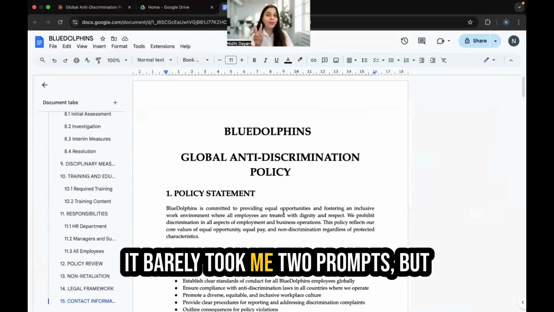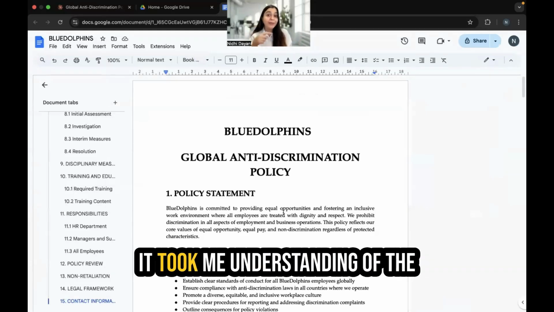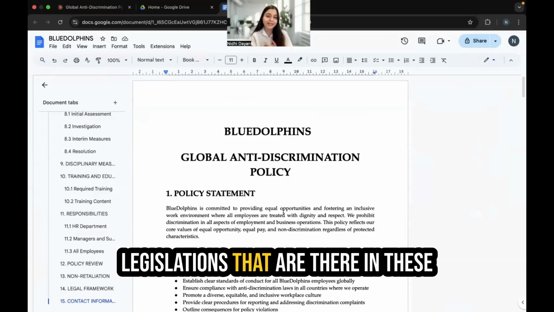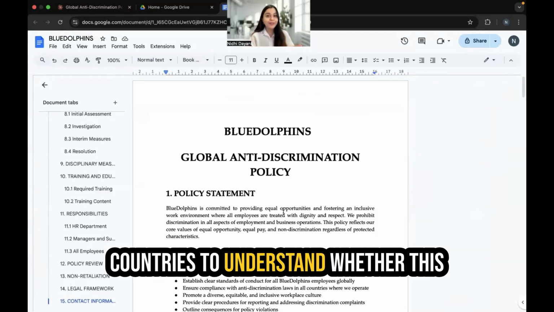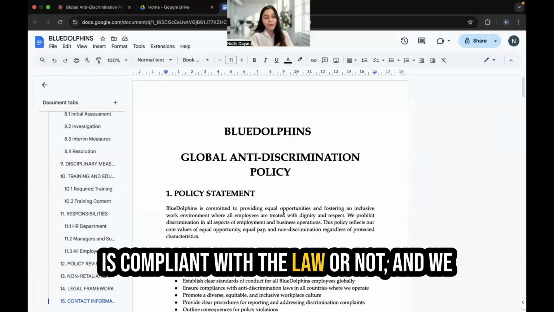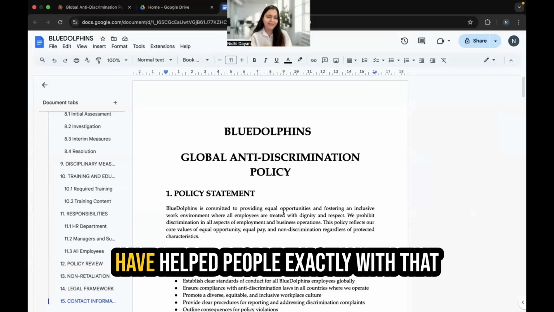It barely took me two prompts, but it took me understanding of the legislations that are there in these countries to understand whether this is compliant with the law or not. And we have helped people exactly with that.